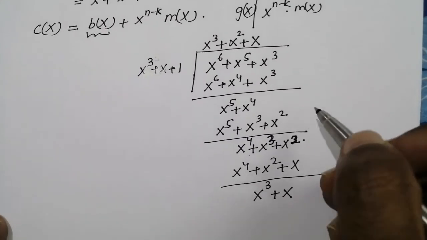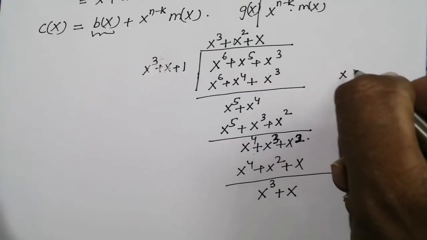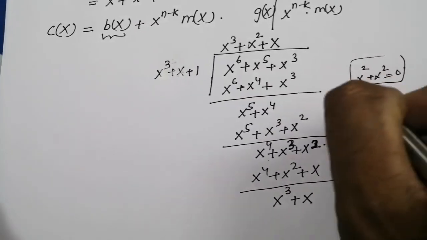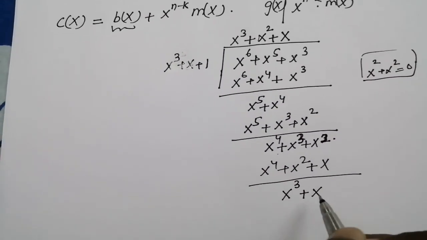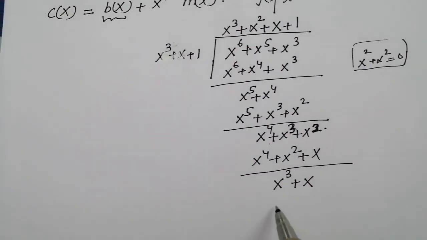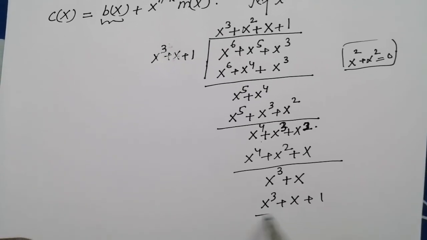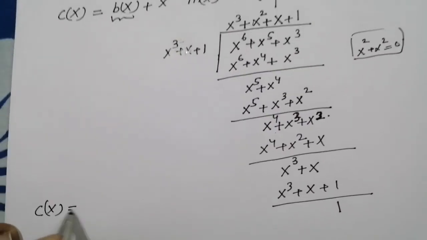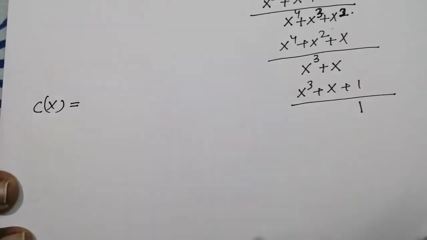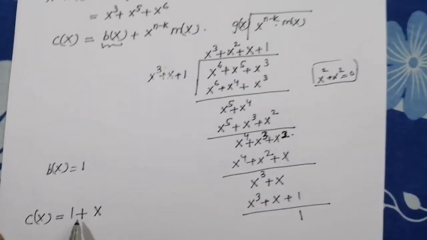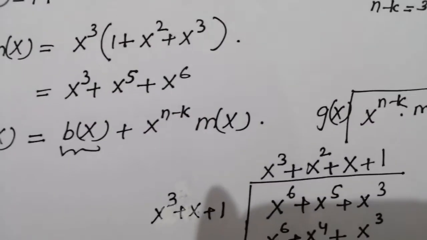And one thing you need to remember is that x square plus x square will be equal to 0. That's why that cancels, and you will get x cube plus x. Now plus 1, so you will get x cube plus x plus 1, and the remainder obtained is 1. So b of x is obtained as 1. Now c of x is 1 plus x cube plus x raised to 5 plus x raised to 6.